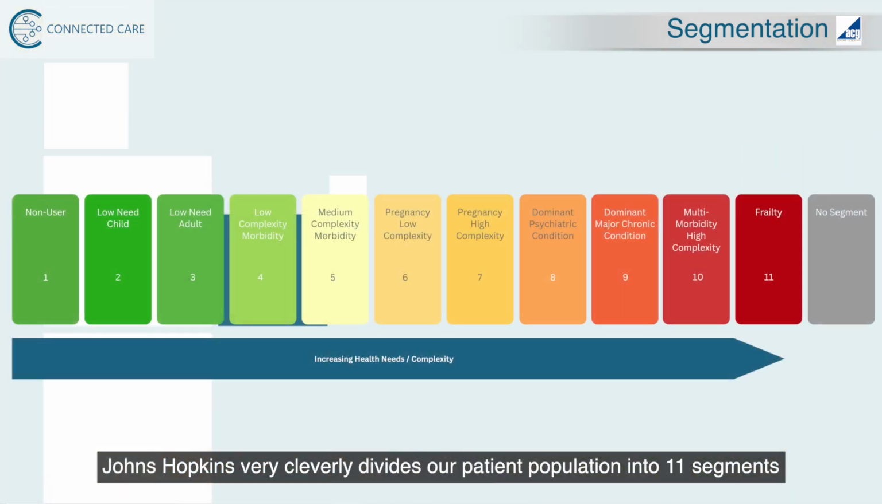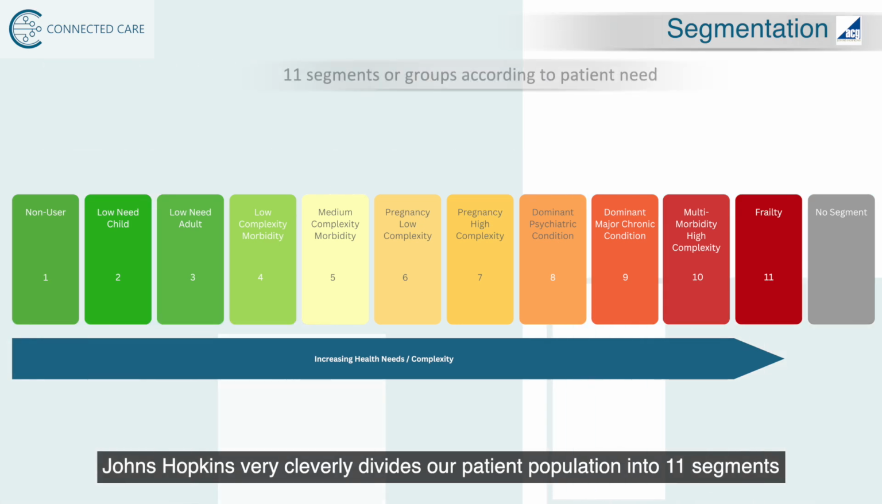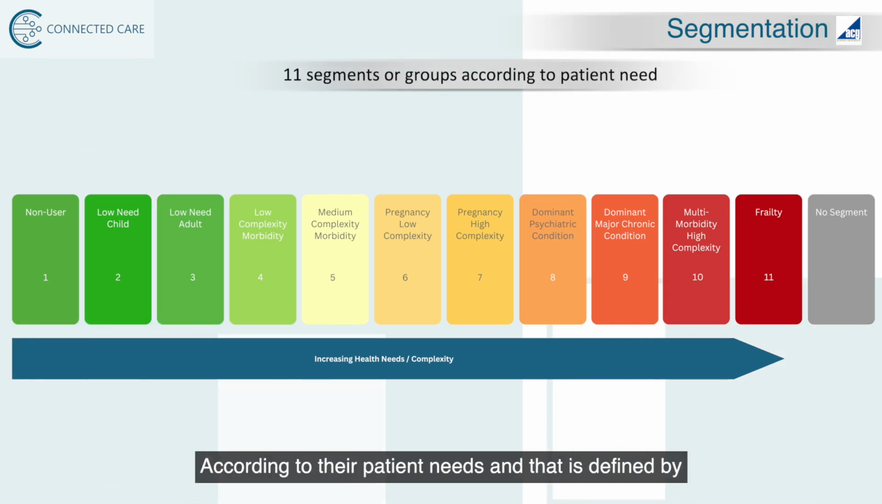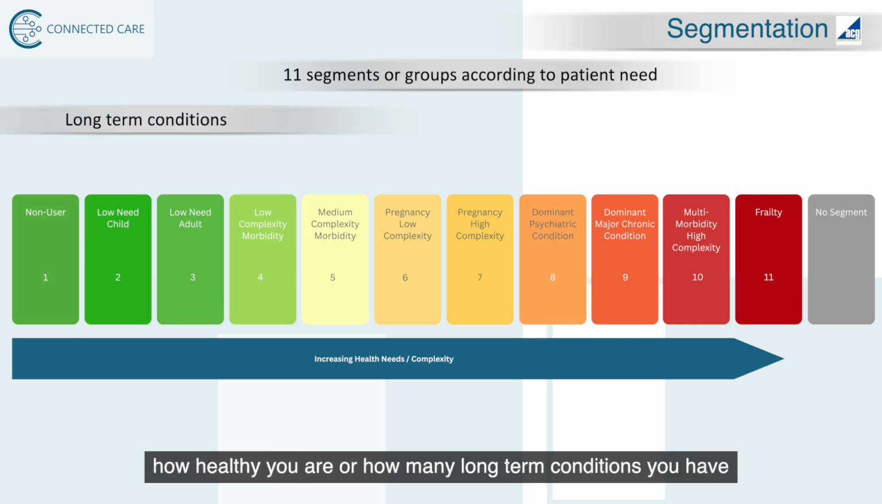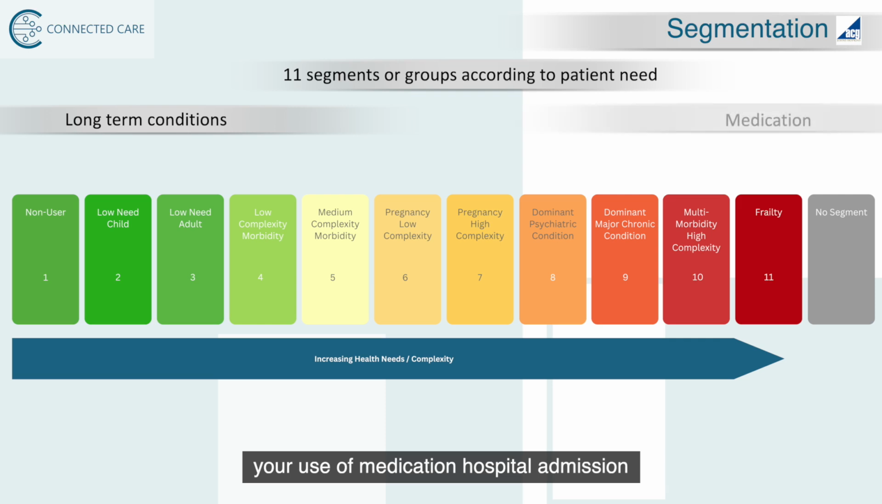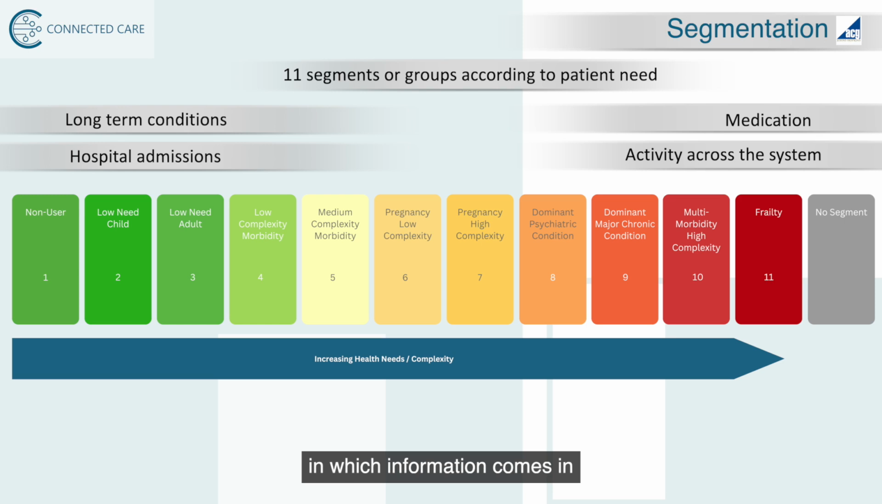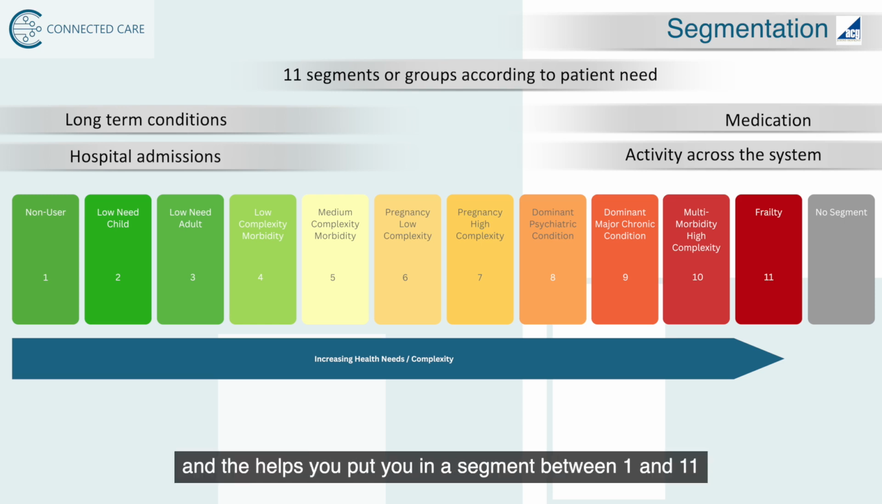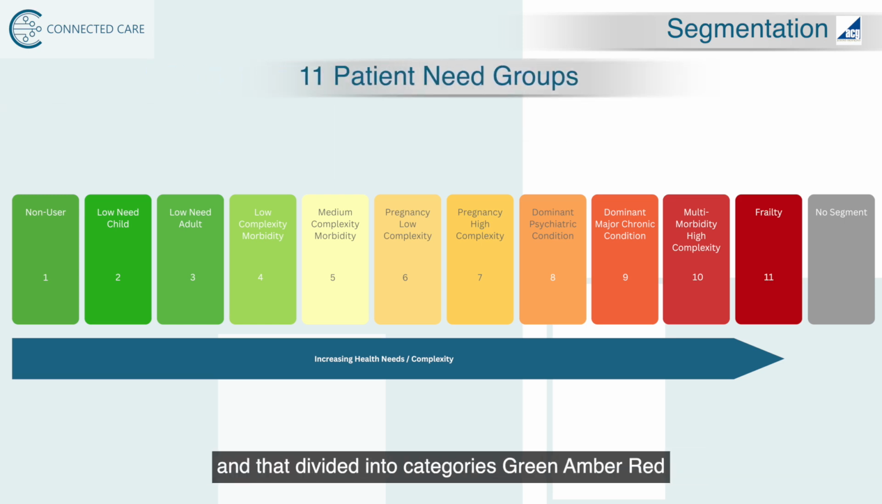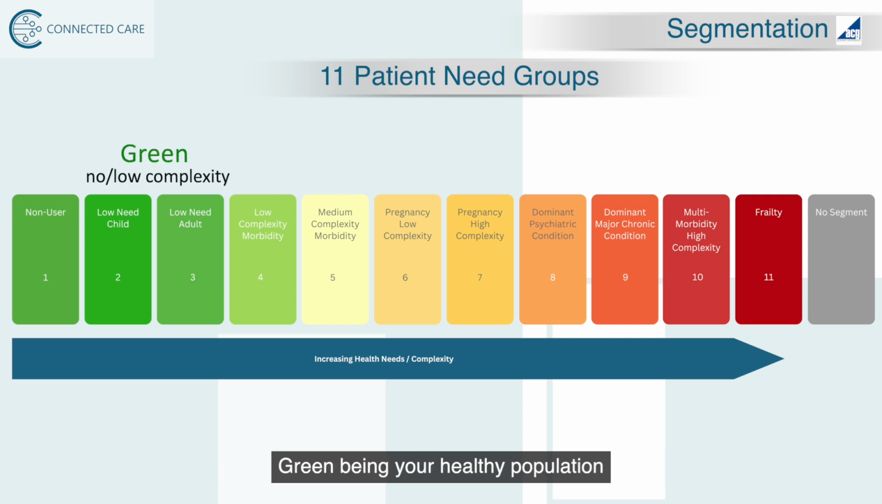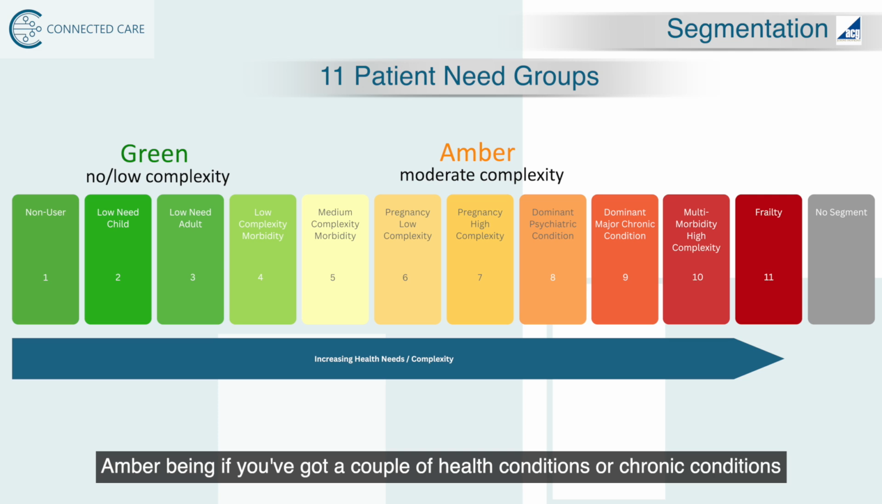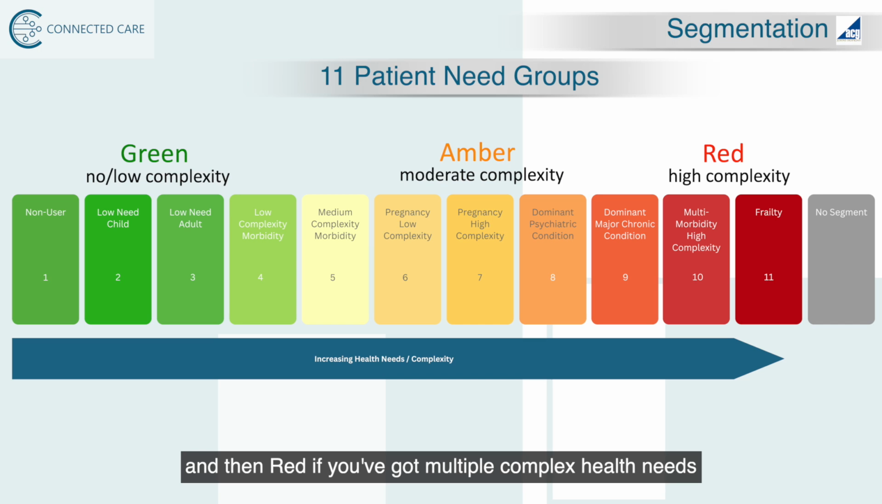John Hopkins very cleverly divides our patient population into 11 segments according to their patient needs, and that is defined by how healthy you are or how many long-term conditions you have, your use of medication, hospital admission, use of the system. So really a lot of different ways in which information comes in put you in a segment between 1 and 11, and that divided into categories: green, amber, red. Green being your healthy population, amber being if you've got a couple of health conditions or chronic conditions, and then red if you've got multiple complex health needs.